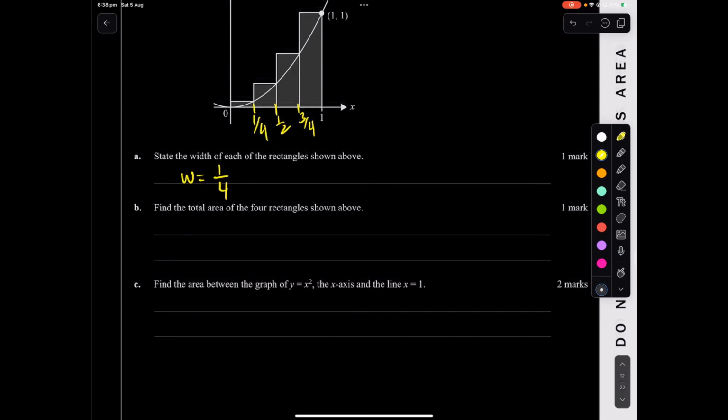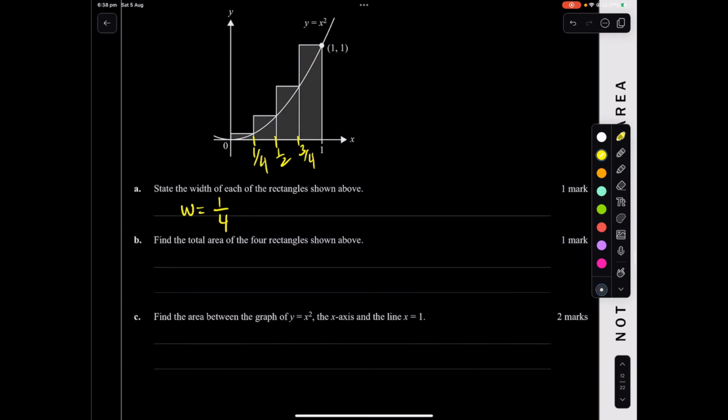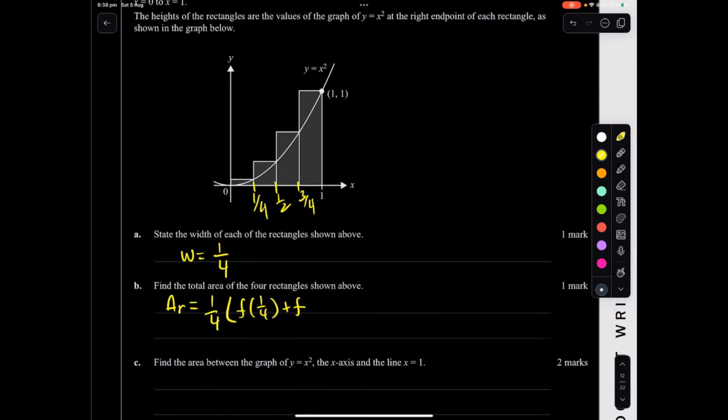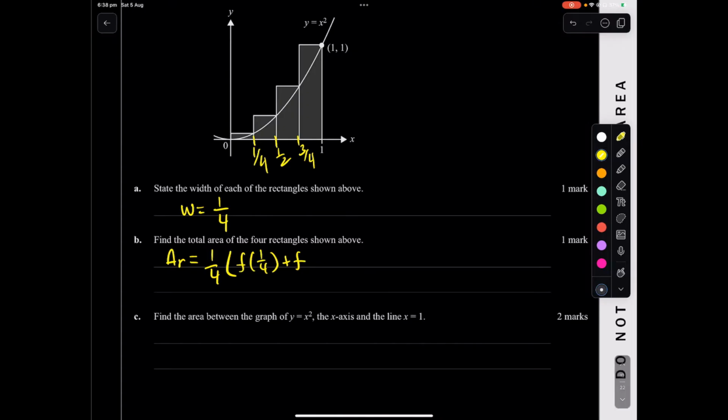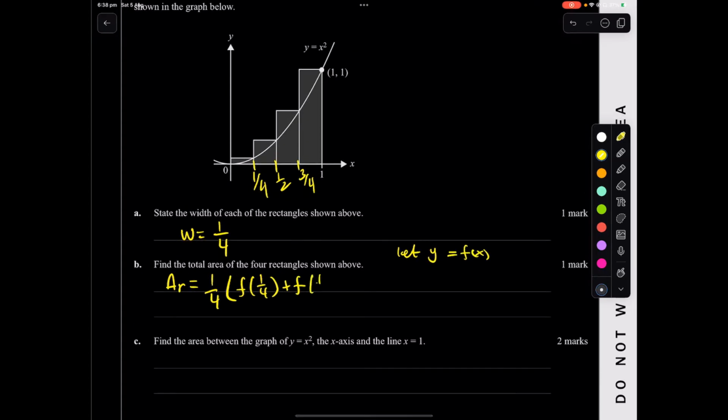Find the total area of the four rectangles. Easy. What's the width? It's a quarter. The area of the rectangles is equal to a quarter, your width, multiplied by f of a quarter plus f of half plus f of 3/4 plus f of 1. Let y equal f of x.